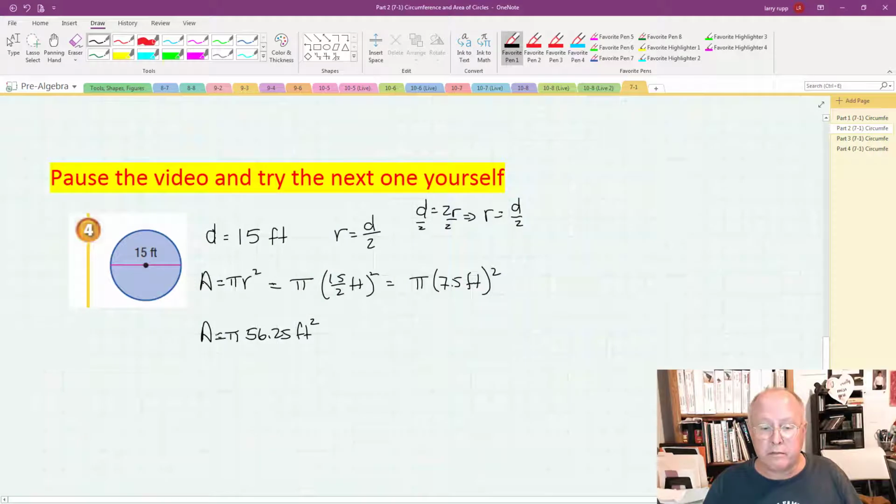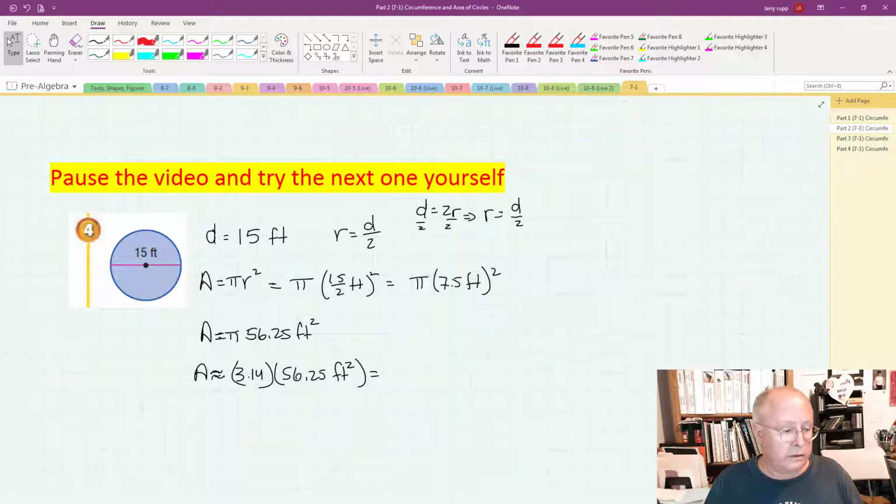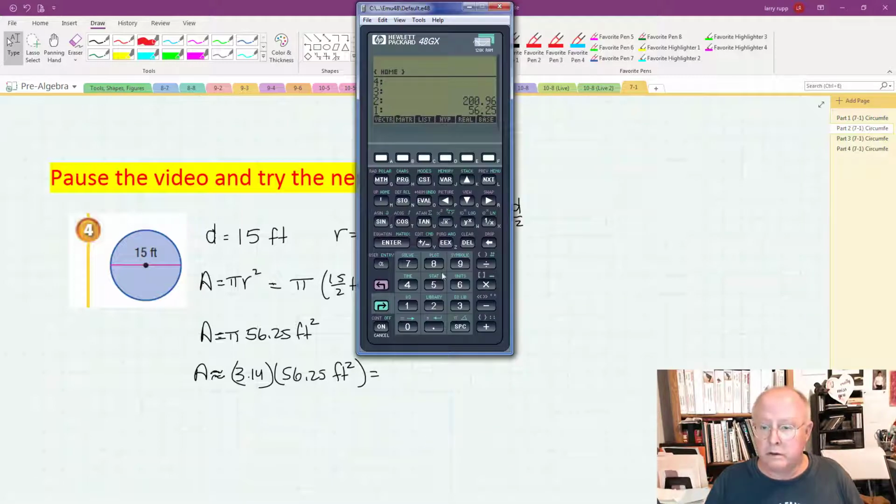That's why there's an equal sign here. So what would the approximate value be? Well, A is equal to, or is approximately equal to 3.14 times 56.25 feet squared. All right, and that equals 176.625.